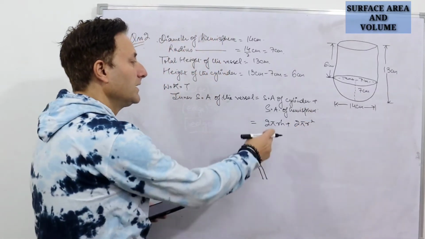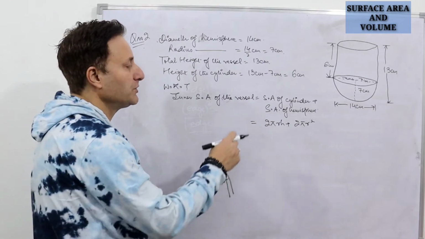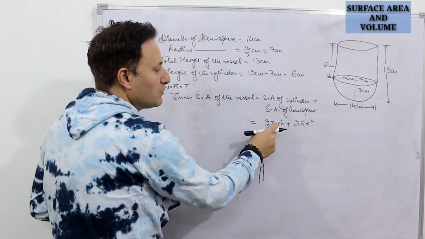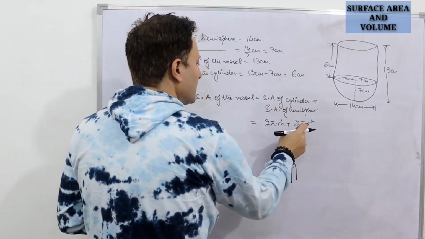Okay guys, again as I said, remember the formulas. You need to memorize all the formulas for these questions. Surface area of cylinder 2 pi r h, surface area of hemisphere 2 pi r square.